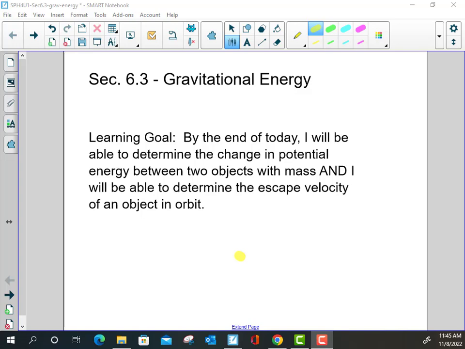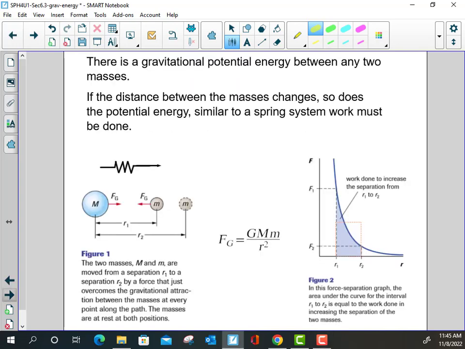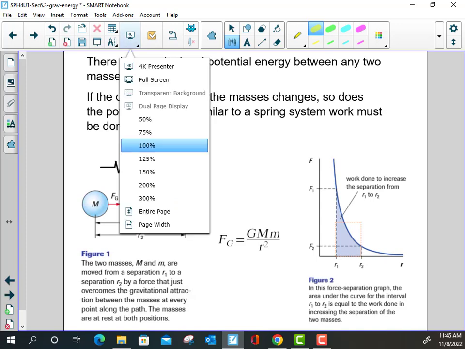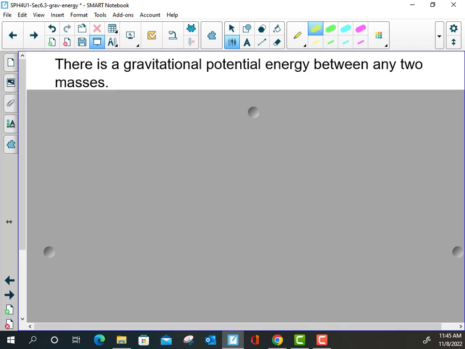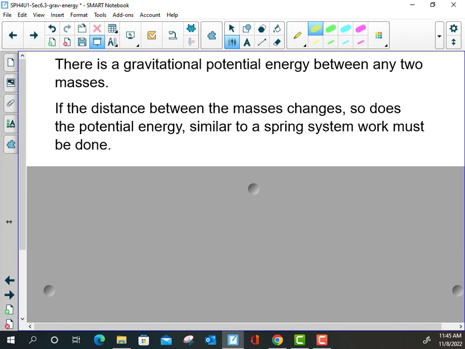Okay, so we'll just start with gravitational energy. I'm going to make this a bit larger here. Okay, so there is a gravitational potential energy between any two masses. Normally with their large masses, they're normally spherical in shape. Things like planets and stars, and that's what most of our conversation will focus on.